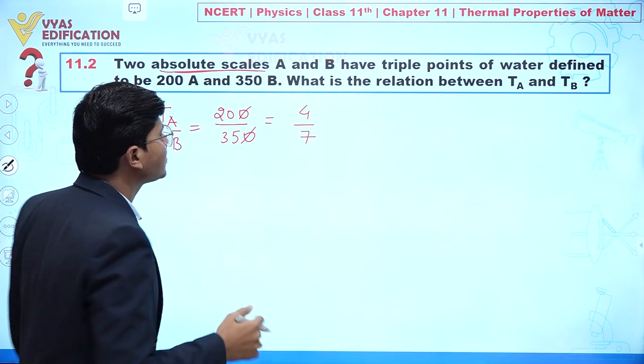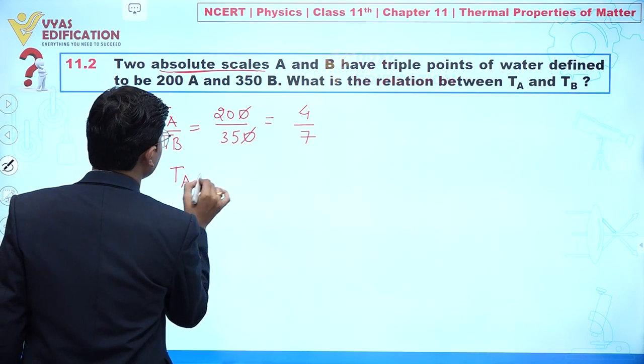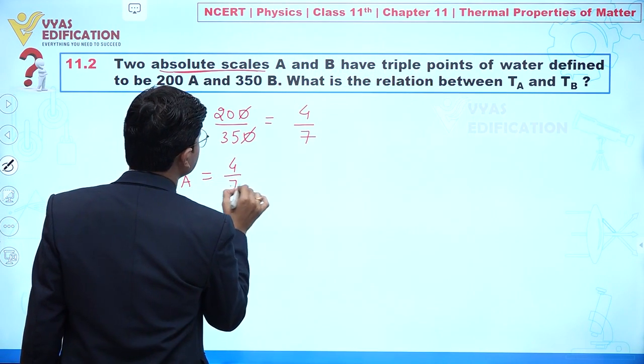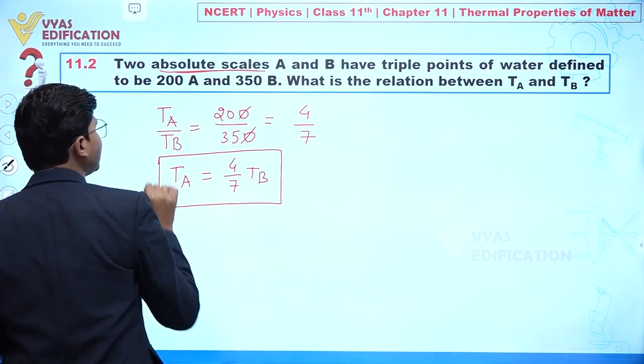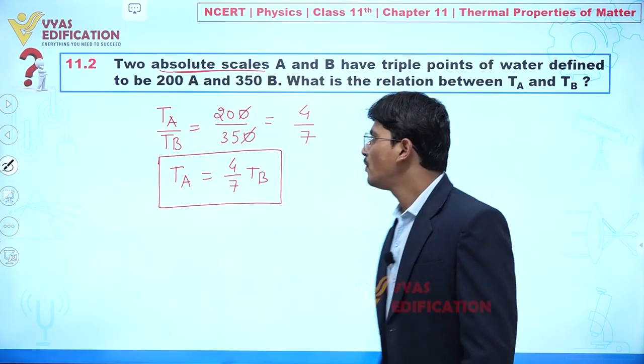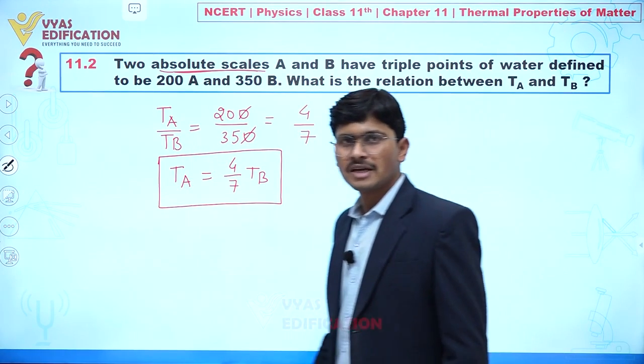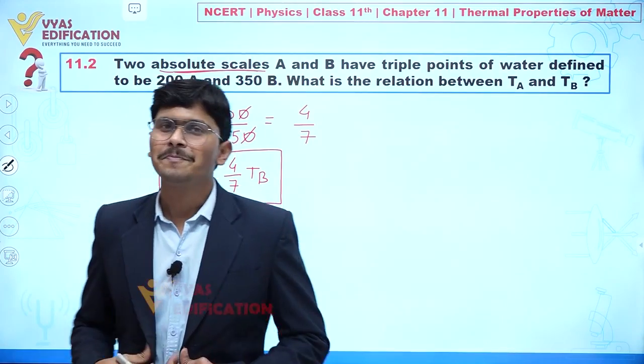So what is the relation between temperature at A and B? TA divided by TB is equal to 4 by 7. So the relation between TA and TB is given by TA equals 4 by 7 times TB. Clear to everyone? So this is all about this question.